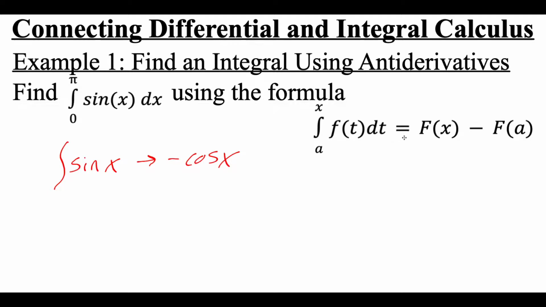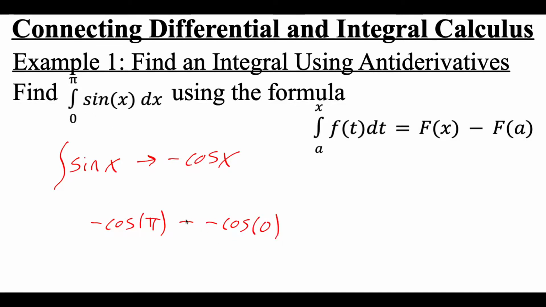Now, our formula says to take the antiderivative and plug in the x value, which is the upper limit of your integral, and then subtract the antiderivative at the a value, which is the lower limit of your integral. So I'm going to take this negative cosine of x, and first I'm going to plug in the pi. So this will be negative cosine of pi minus, now I'm going to do my antiderivative again, which is the negative cosine of x, but now instead of x, I need to plug in the lower limit for that integral.